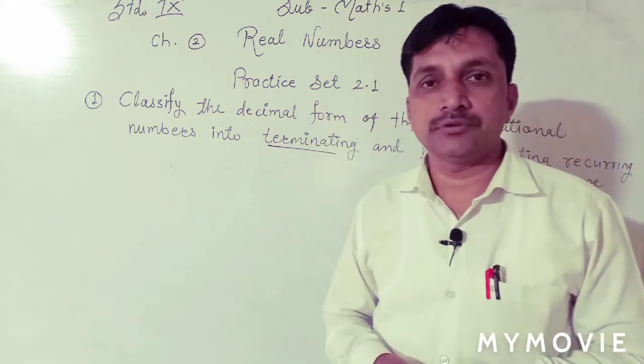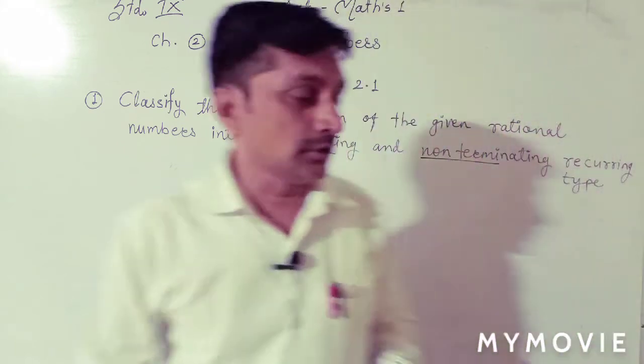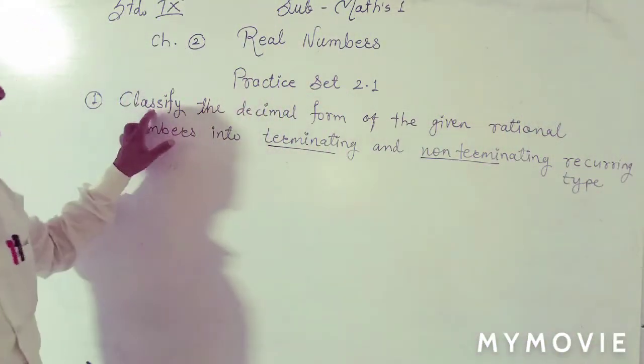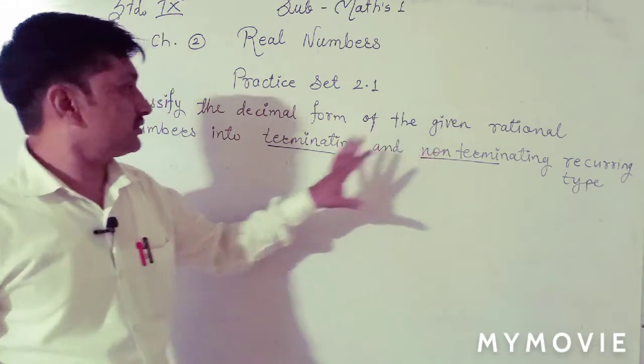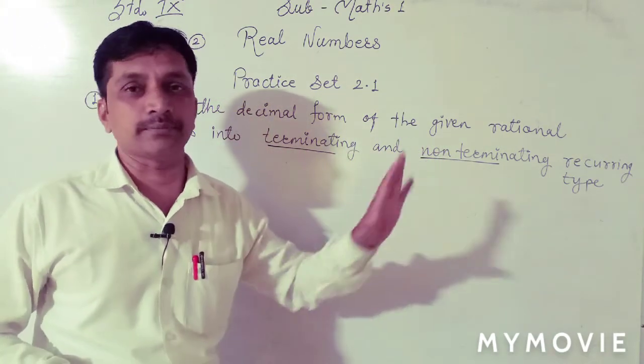In this video we are going to study practice set 2.1, first question of standard 9 algebra. The question is: classify the decimal form of the given rational numbers into terminating and non-terminating recurring type.